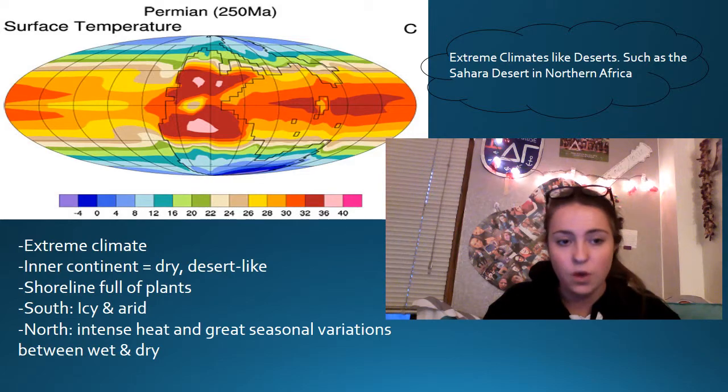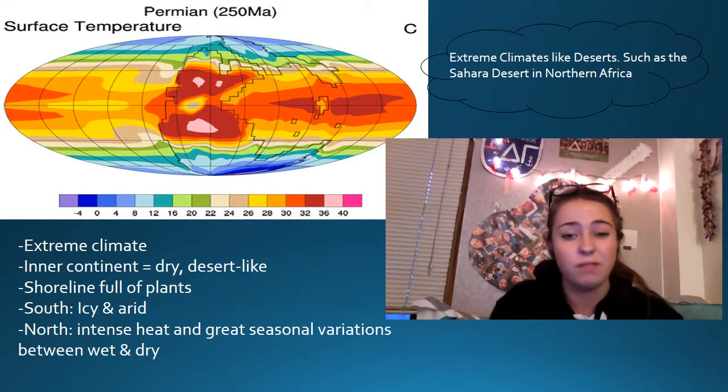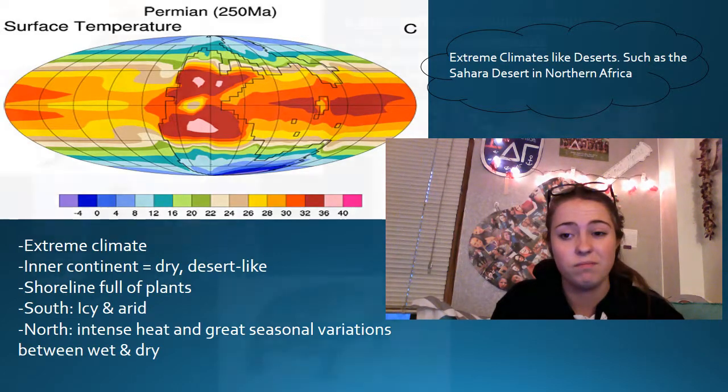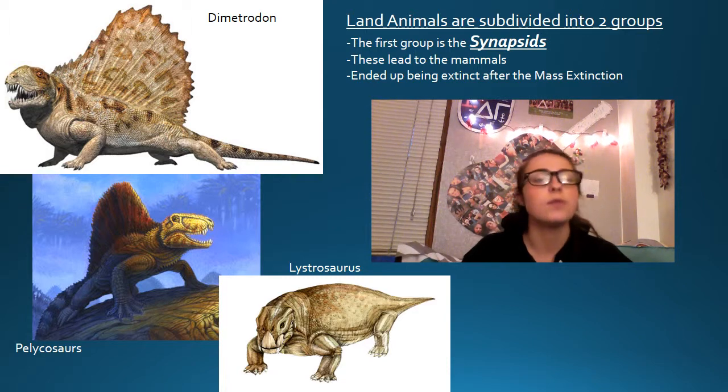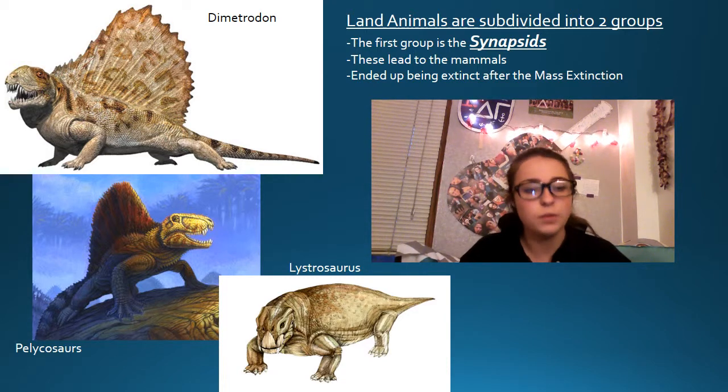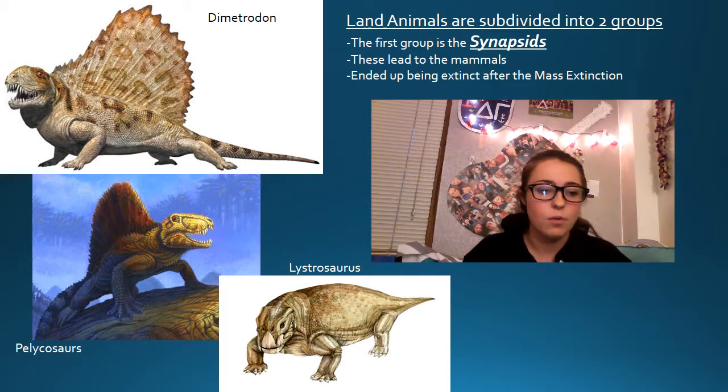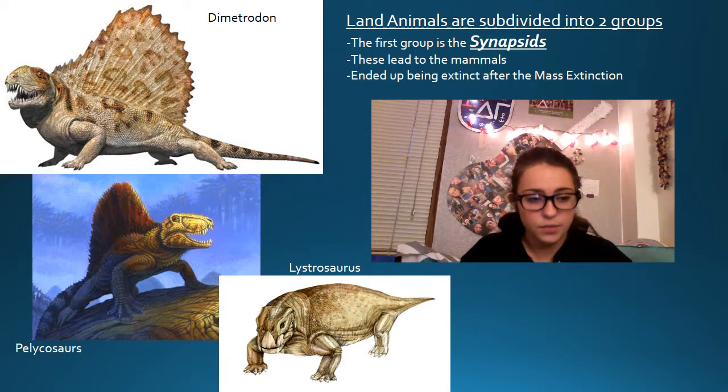So, what kind of animals lived in this climate? First, we are going to talk about the animals that thrived on the land. Two important groups of animals dominated the landscape: the synapsids and the sauropsids. The synapsids we're going to talk about first. This group ended up leading to the mammals. We have two examples here on my left. One is called the Pelycosaurus, and we also have a Dimetrodon.